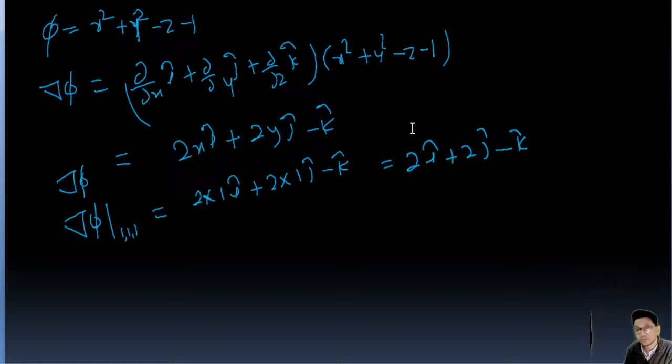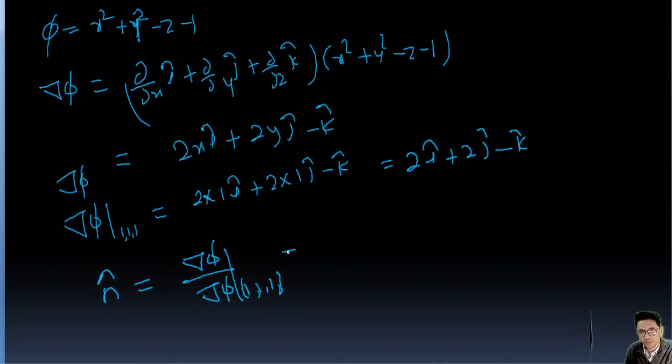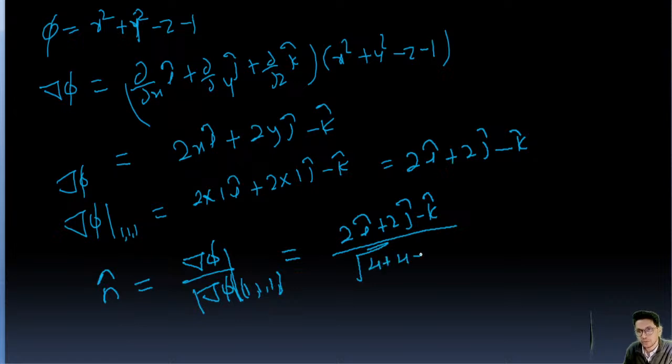Okay, so now we'll find the unit normal vector, that is going to be gradient of phi upon mod of gradient of phi at point (1, 1, 1). So this is going to be equal to 2 i cap plus 2 j cap minus k cap, and the mod of this is going to be 4 plus 4 plus 1.